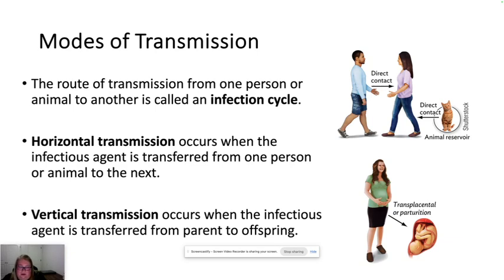The simplest one is vertical transmission. This is just when the infectious agent is transferred from a parent to the offspring. Usually it goes from the pregnant mom to their fetus in the womb through the placenta. Horizontal transmission is going to cover the other three modes of transmission that we've talked about. Horizontal transmission is when an infectious agent is transferred from one person or an animal to the next person or animal. So direct transmission, indirect transmission, and vector transmission are all examples of horizontal transmission.